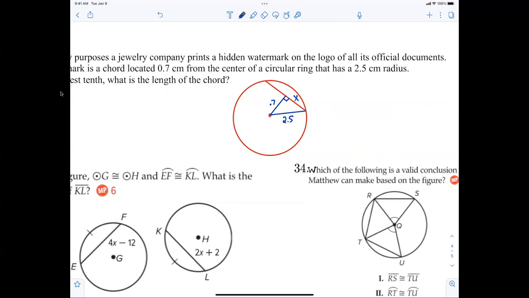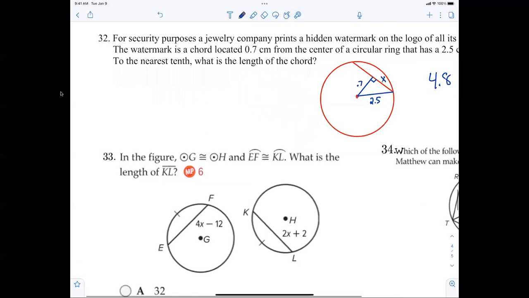What's the triple again, Liam? 7, 24, 25. Is everybody with me? So if it's 0.7, 2.5, then X must be what? 2.4, which means that the chord is what? 4.8. All right, 4.8. So again, just to make sure, everybody can write them down again if you forgot.